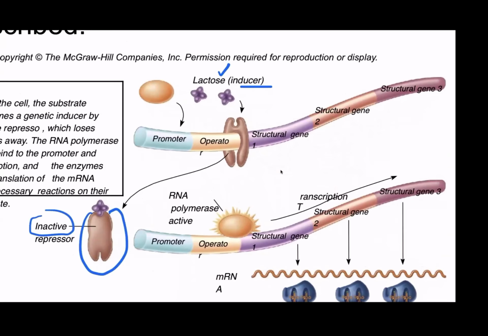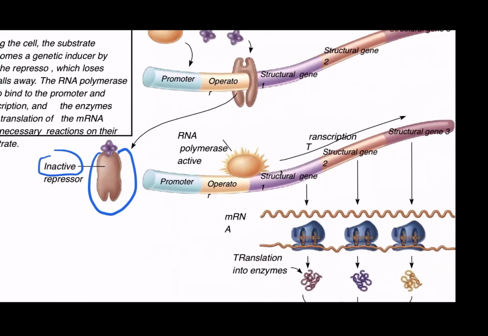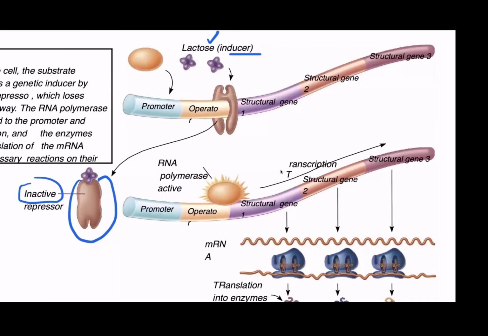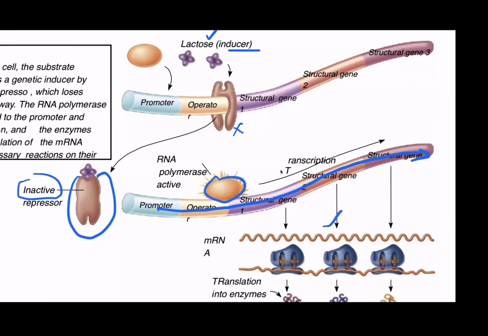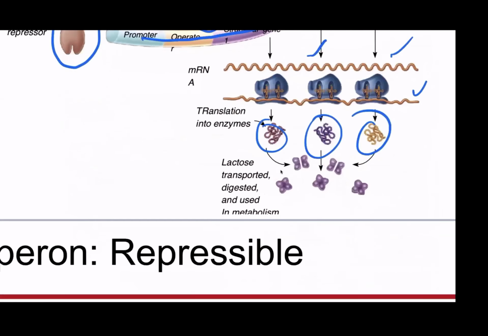Earlier it was active. It could bind here. Now if you add the lactose, it will become inactive and it will not be able to bind here, right? It will come off from here and your RNA polymerase is able to go in this direction, read these three genes, and make the mRNA. Once you have mRNA, it can make the 3 different proteins and they can process lactose.